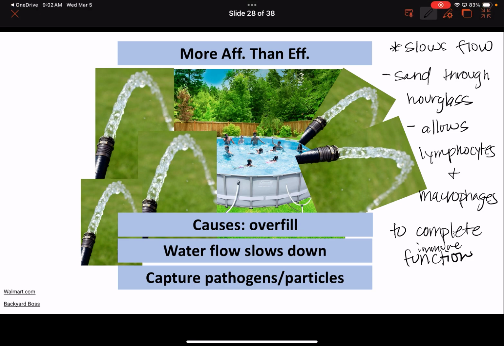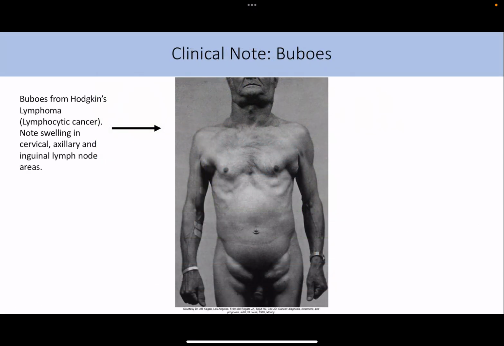Okay, so a clinical note on lymph nodes is something called buboes. So buboes is when the lymph nodes become inflamed. And it could be due to infection. It could also be due to cancer. So you can see how this person here, his inguinal lymph nodes are very much inflamed. You can even see the axillary and the cervical ones inflamed as well. And so the buboes that you see here are from Hodgkin's lymphoma. Note the swelling in the cervical, axillary, and inguinal lymph node areas.